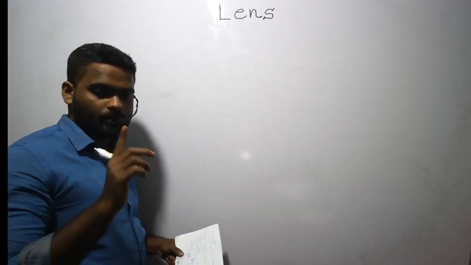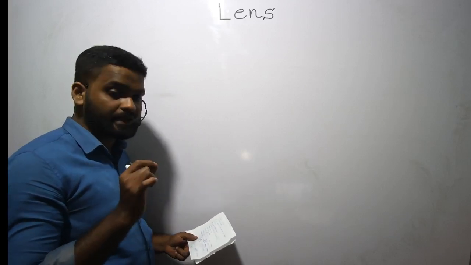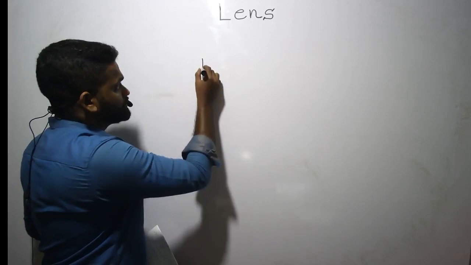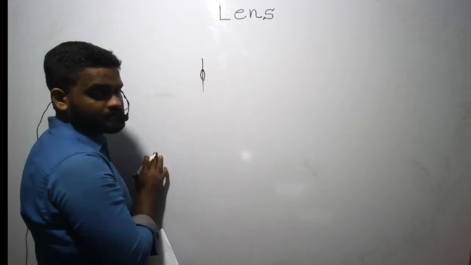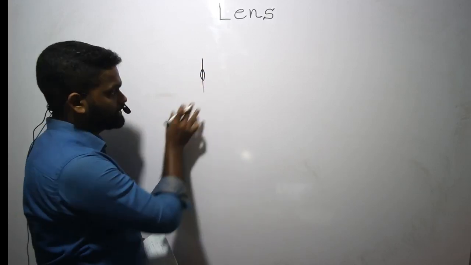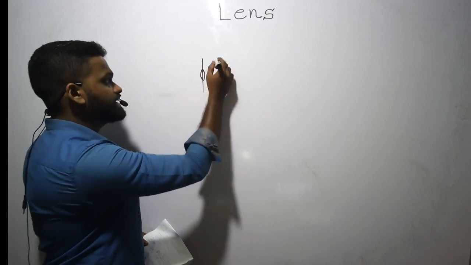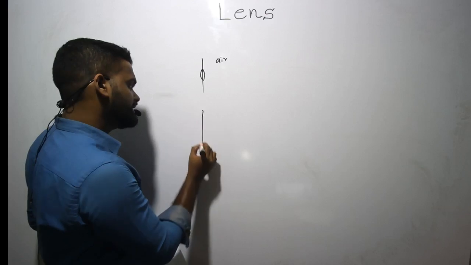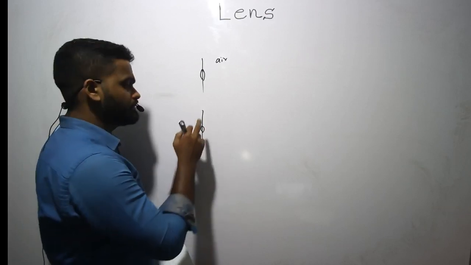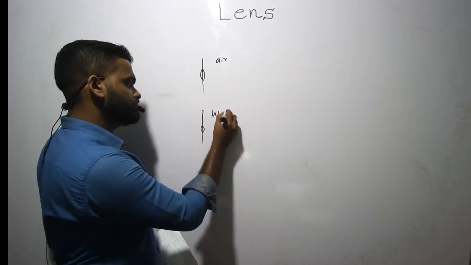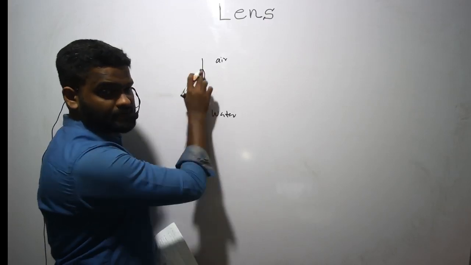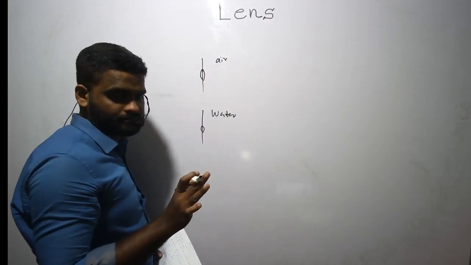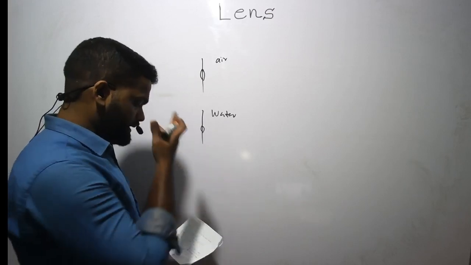Now I'll draw a diagram so you will understand what I'm saying, right? So we are taking the same lens. Now it is in air. This lens is in air. Then again the same lens, but this time we put it in water. This is a glass lens. Here the medium is air, here the medium is water.